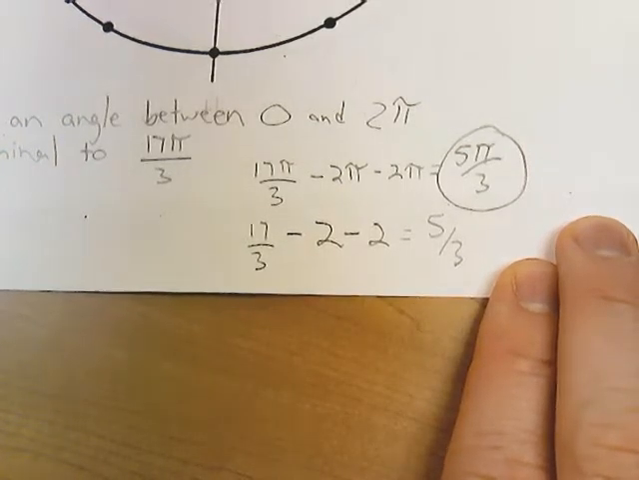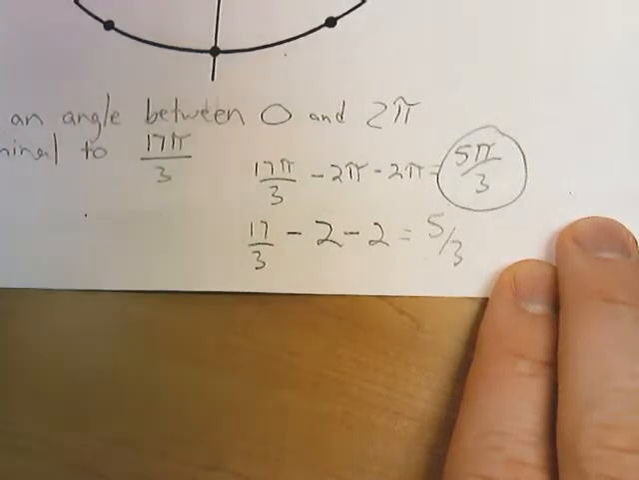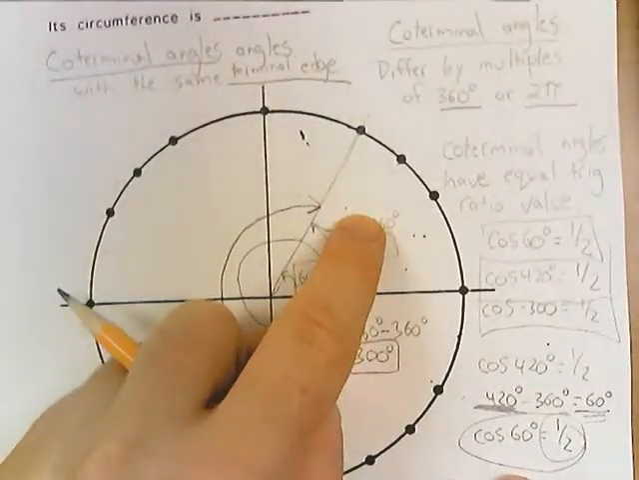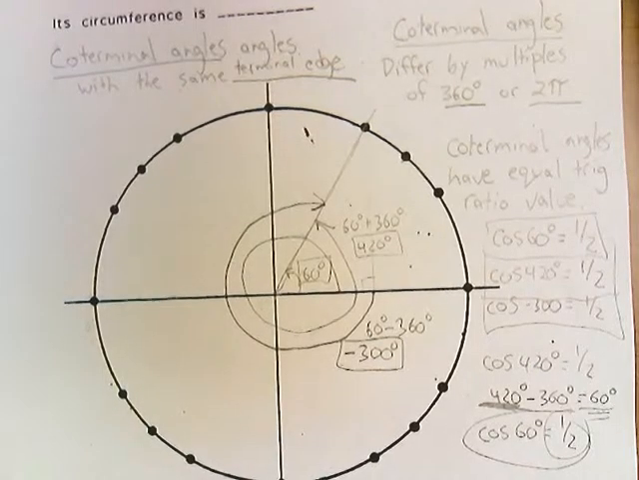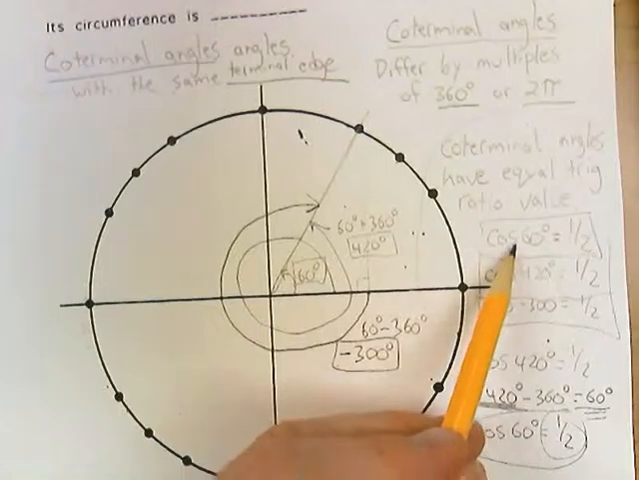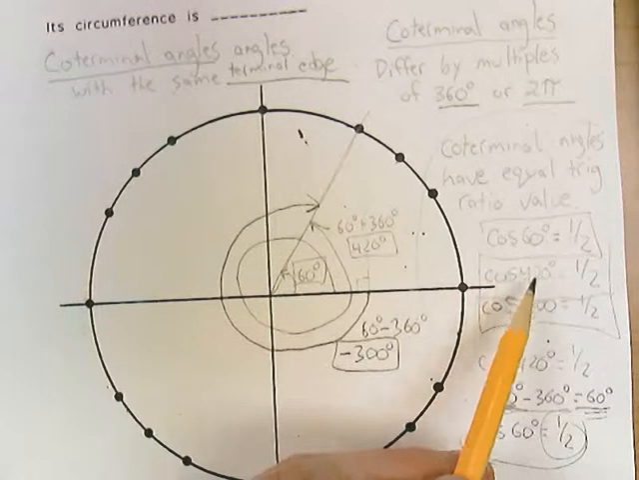So that was our goal: to look at what coterminal angles are, how you find them, and then a little detail about the trig ratios and how coterminal angles have the same value on their trig ratios.